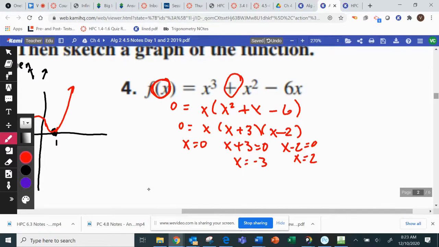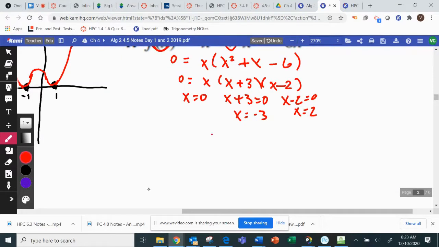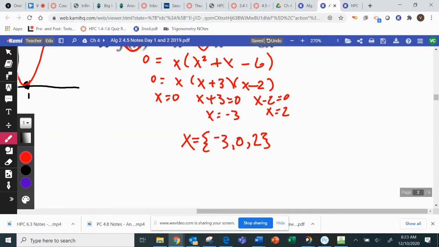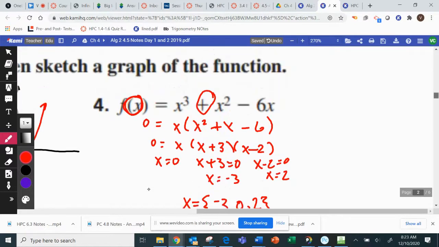So we have our zeros. If you're just asked to list the zeros, this is how we would list the zeros. If you're asked to list the zeros, it would be a list. Says we're also going to sketch a graph. So let's look at the end behavior.